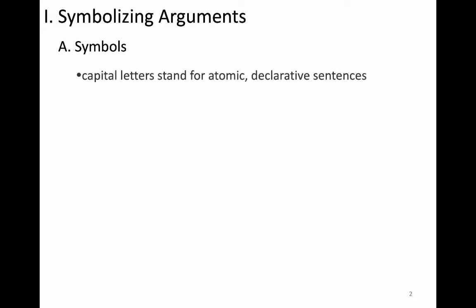Symbolizing arguments: use capital letters to stand for atomic declarative sentences. This little symbol here stands for and. You can also use an ampersand, that little squiggly curly thing that you may be familiar with. This little thing stands for or. I prefer this to the ampersand just because it's easier to write and because it's sort of the flip of the or. But if you're typing, the ampersand may be better because it's on your keyboard. And you can just use the letter V for the or, a lowercase v.